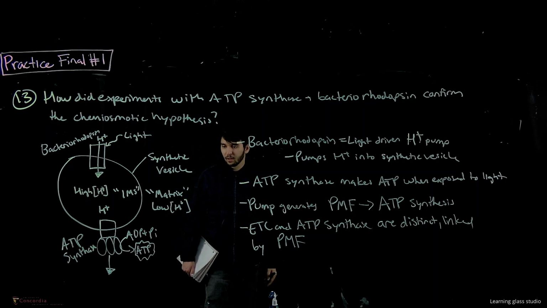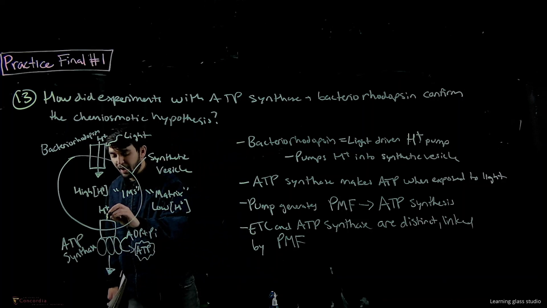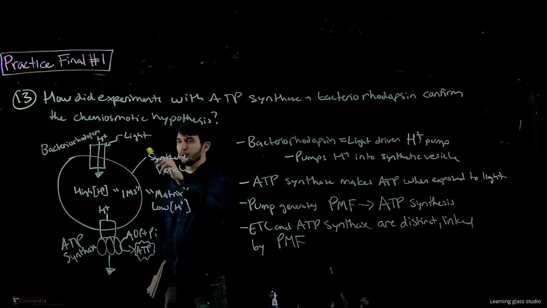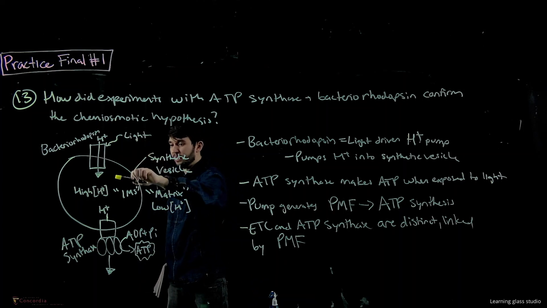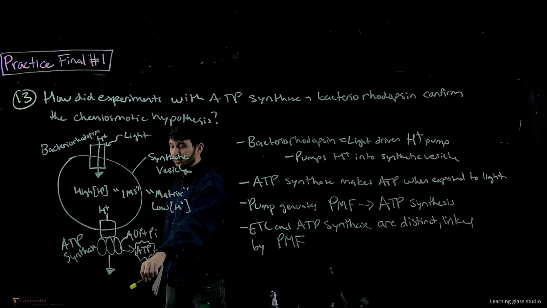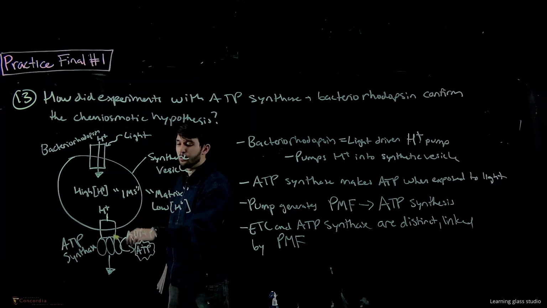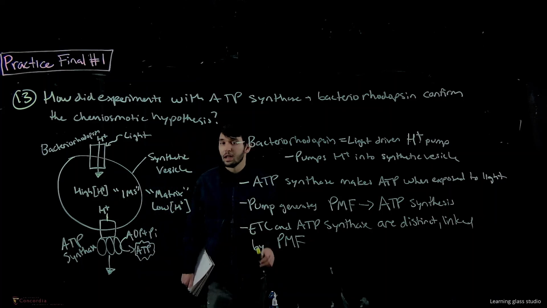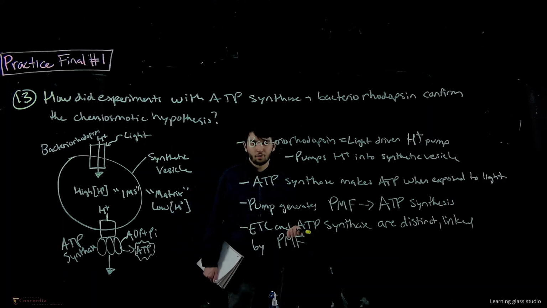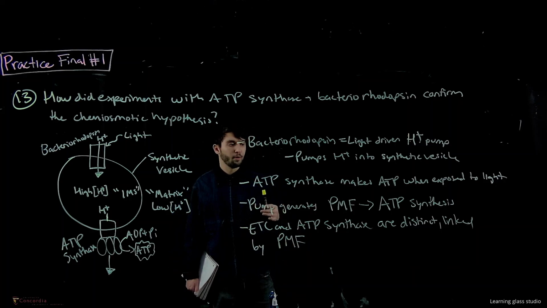Okay? And then what was found is that ATP synthase makes ATP when these vesicles are exposed to light. Why? Because the bacteriorhodopsin, when exposed to light, pumps H plus into the vesicle, and then that H plus inside the vesicle leaves the vesicle down its concentration gradient through ATP synthase. And by doing so, ATP synthase will make ATP, right? So essentially what this shows is that the pump is going to generate proton motive force, and the proton motive force leads to ATP synthesis.